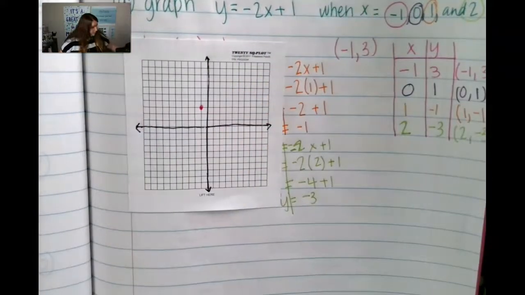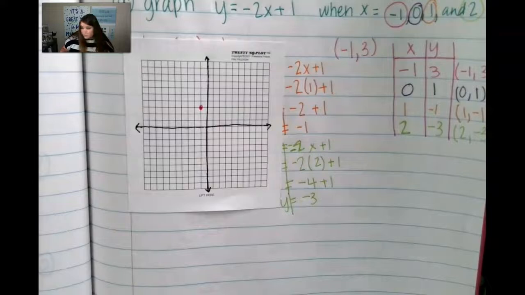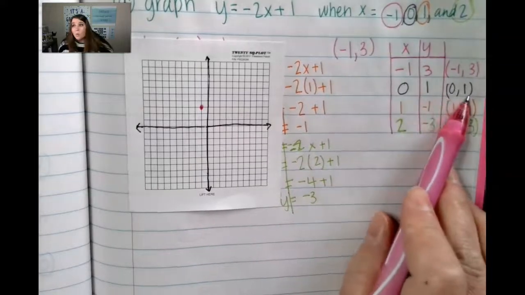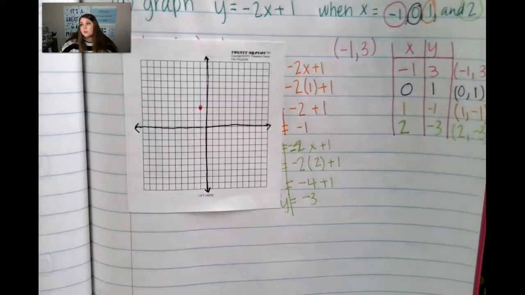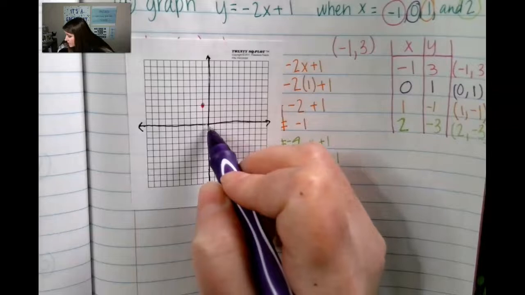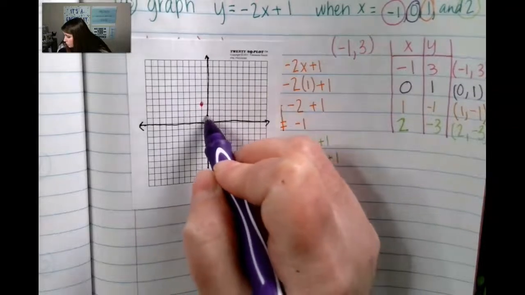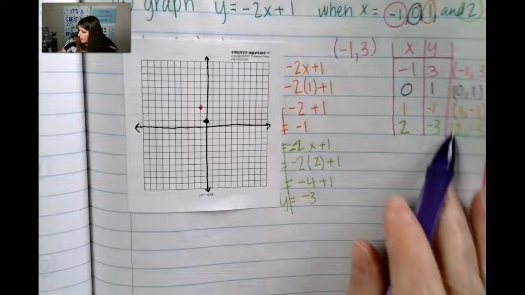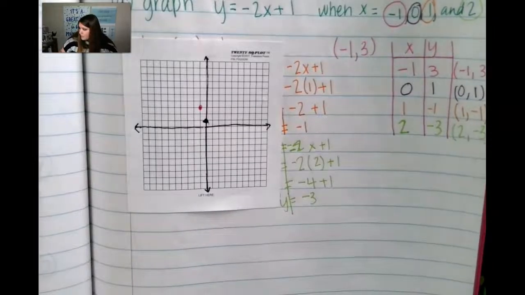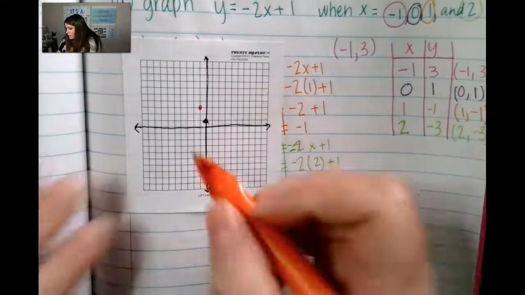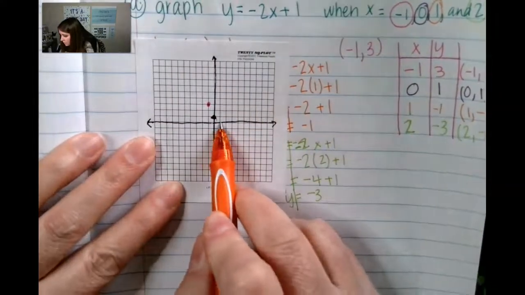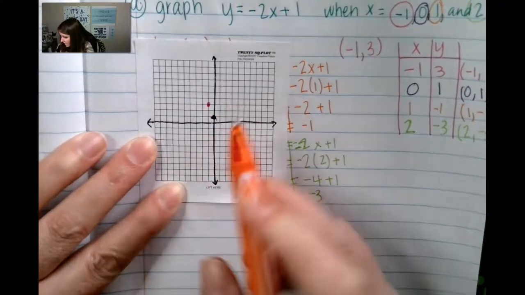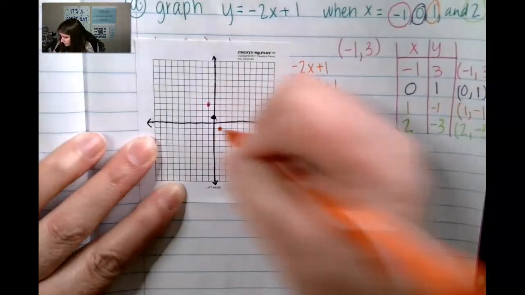Okay, next, you're being stubborn today. We're gonna go 0, 1. Okay, so 0, 1. We're gonna start at 0, and then we're just gonna go up to 1, and then put our dot. Our third point is at 1, negative 1, so I'm gonna start at 0, 0, go over to 1, and down to negative 1.